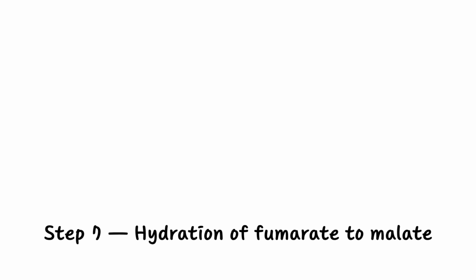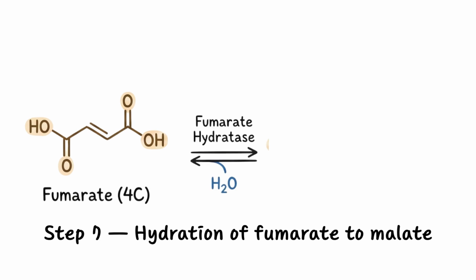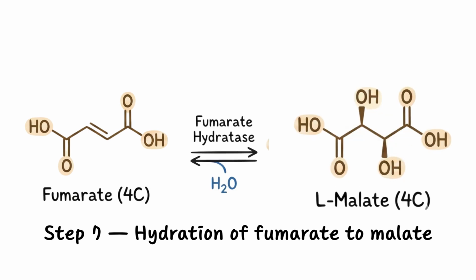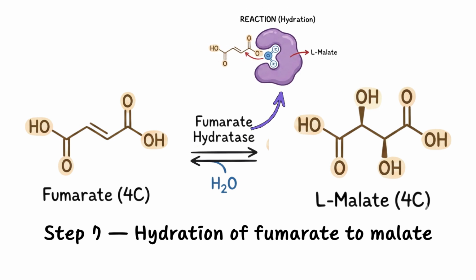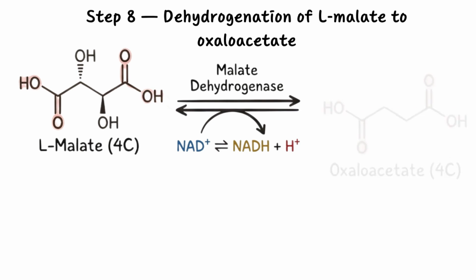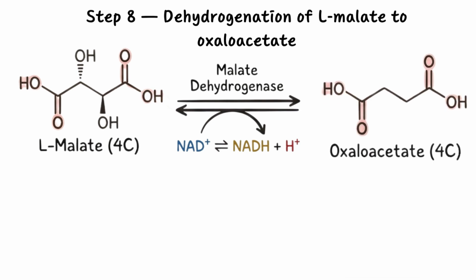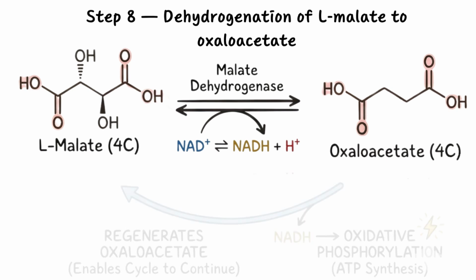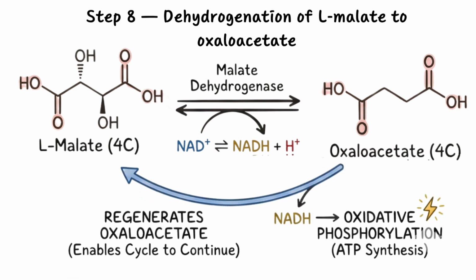Step 7. Hydration of fumarate to malate. Fumarate is reversibly hydrated to form L-Malate in the presence of the enzyme fumarate hydratase. And then finally, step 8, dehydrogenation of L-Malate to oxaloacetate. In step 8, L-Malate is oxidized to oxaloacetate by malate dehydrogenase. This reversible reaction reduces NAD+ to NADH. Then, the regenerated oxaloacetate enables the cycle to continue while NADH produced enters oxidative phosphorylation to support ATP synthesis.